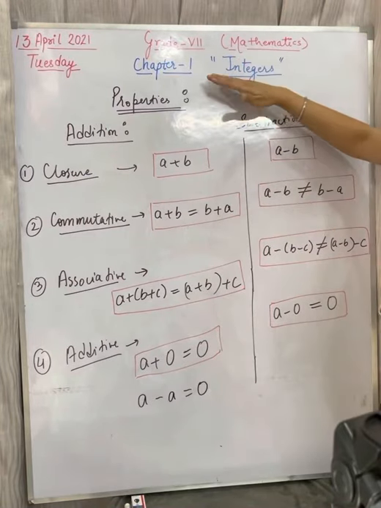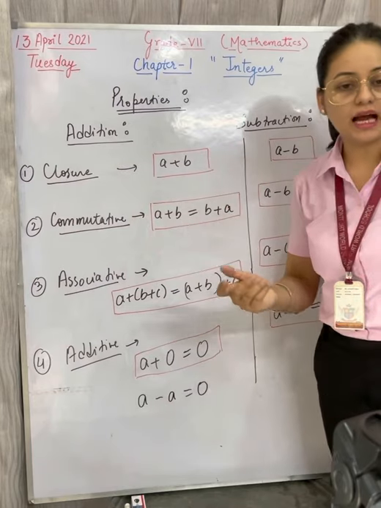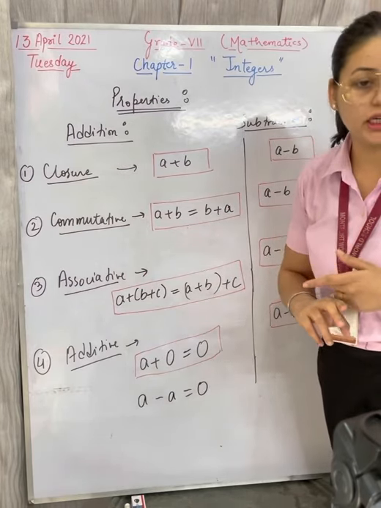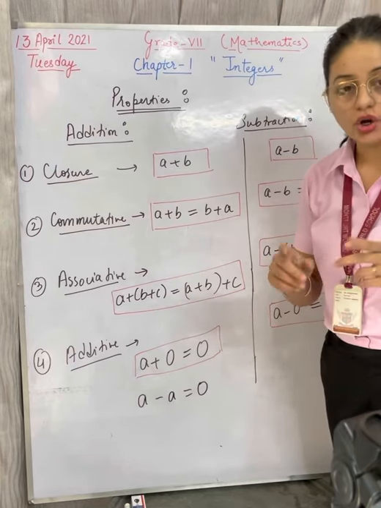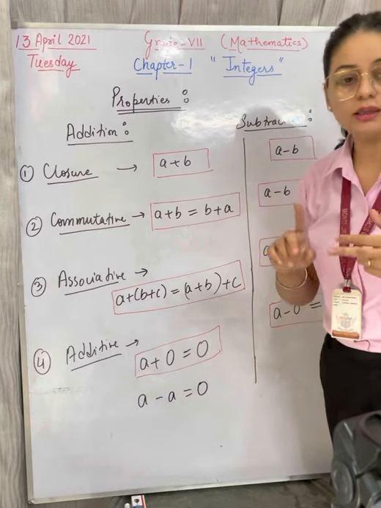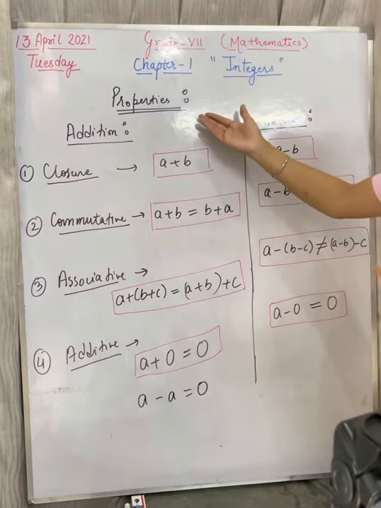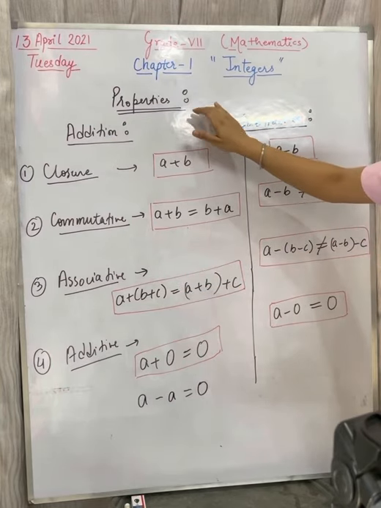Now, yesterday we have done that. What are the integers? Integers are all the negative numbers, all the positive numbers including 0. These are known as integers. Now we have discussed the properties of addition of the integers.